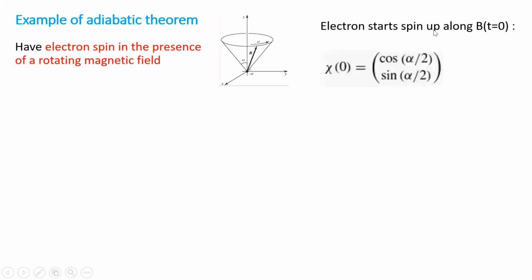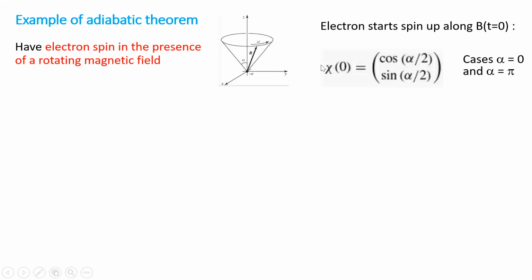Well, let's assume this electron starts spin up along B at t equals 0. So here's B at t equals 0. So it's spin up there. So that spin up state would be cosine of alpha over 2, sine of alpha over 2. Just to check that, if alpha equals 0, which would correspond to the B field being in the z direction, then cosine of 0 is 1, sine of 0 is 0. So we would get chi equals (1, 0), which is the Sz plus state, which is what we'd expect.